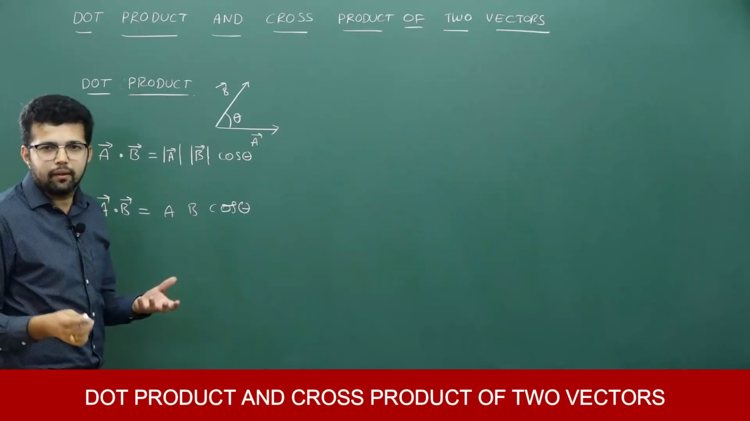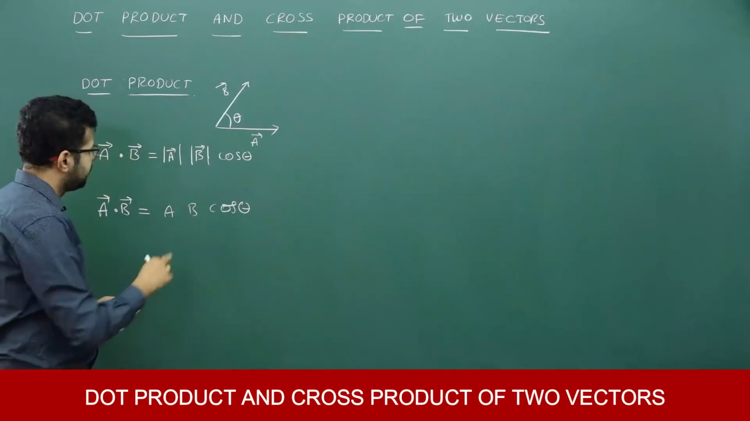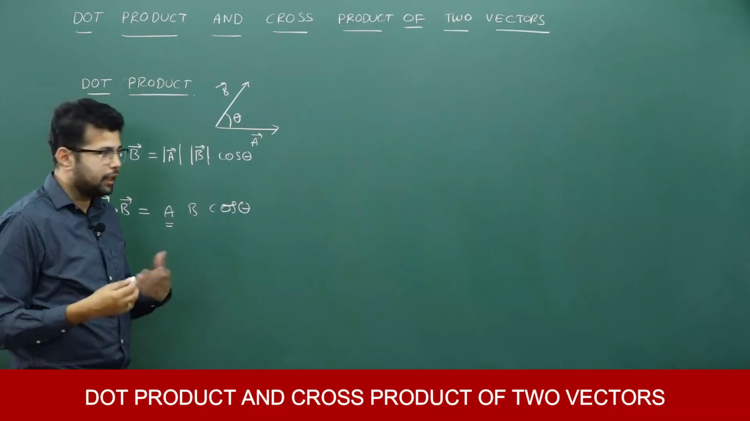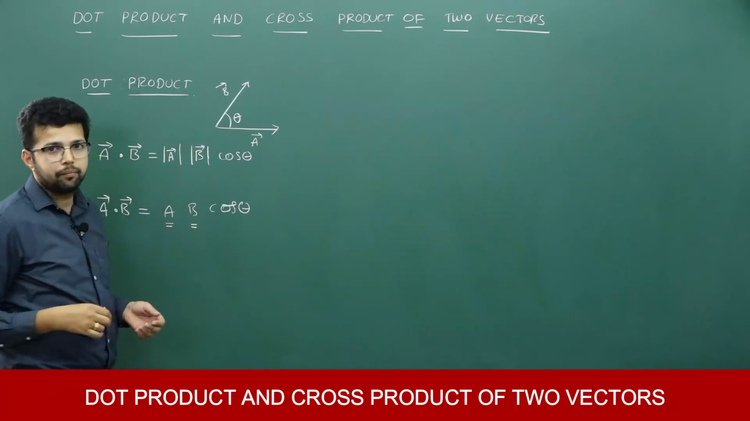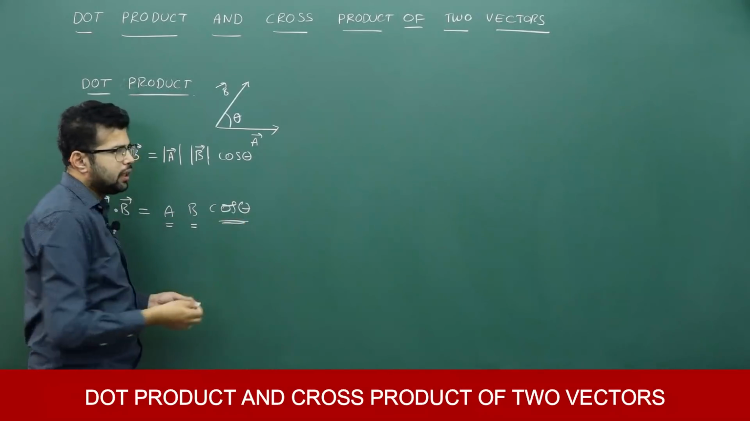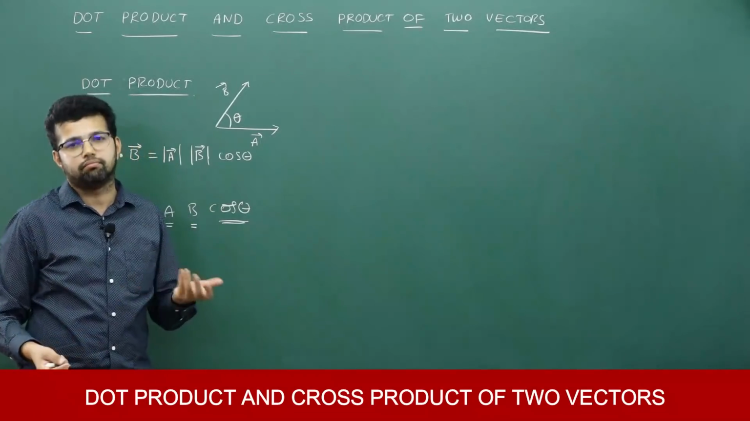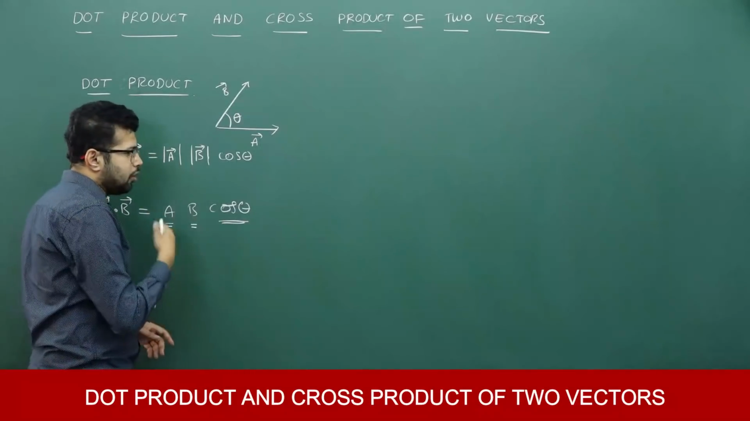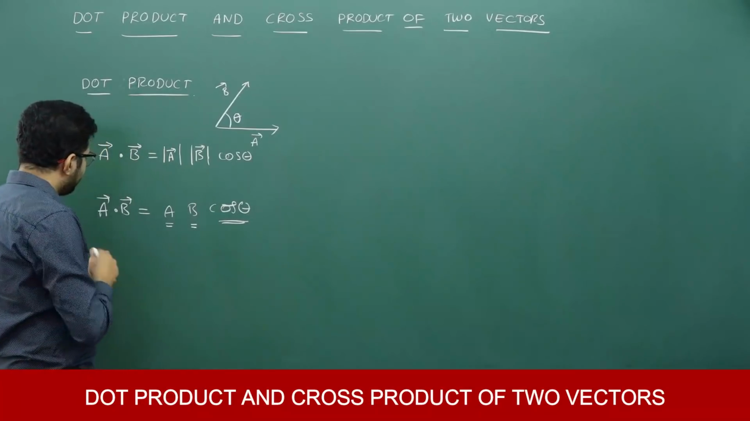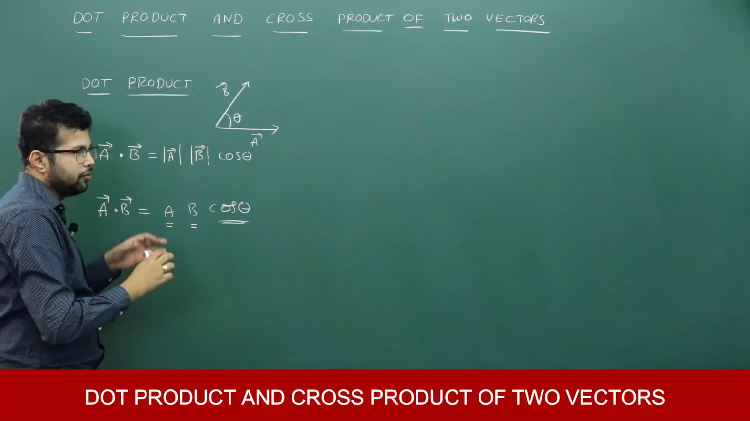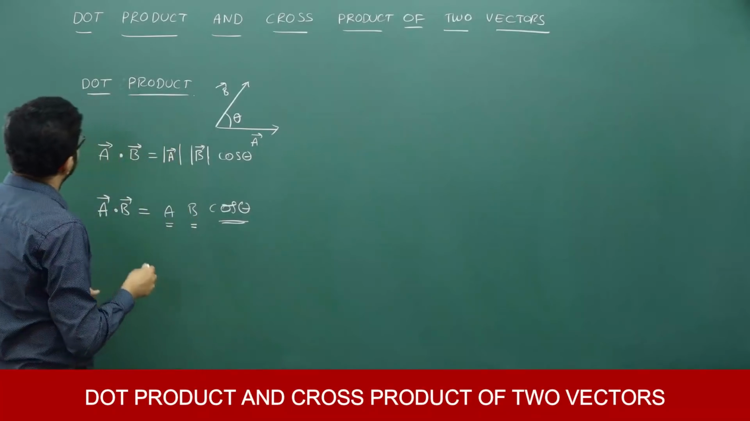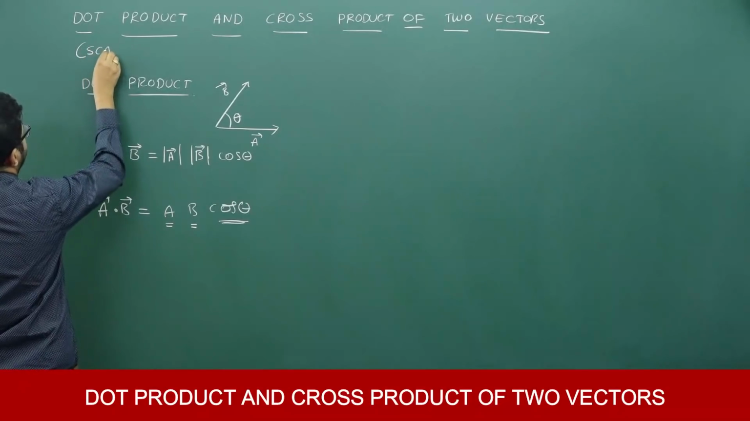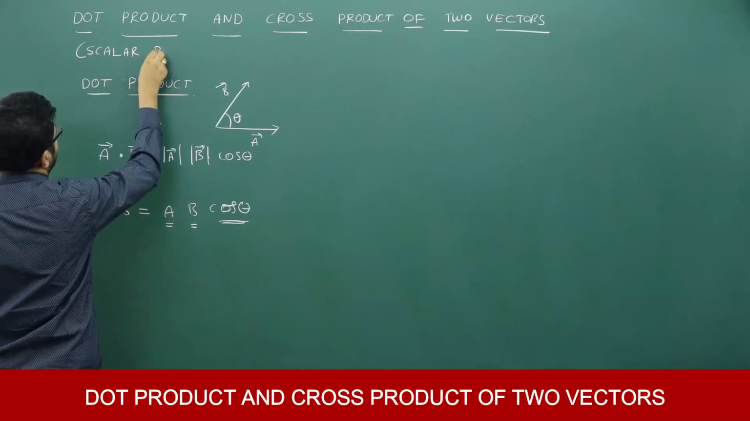A without the vector symbol represents the magnitude of vector A, and B is the magnitude of vector B. So, A is a scalar, B is also a scalar, and cos theta is a number. We have seen cos 0 is 1, cos 90 is 0, so we get numbers. A, B, cos theta all are scalars. So, if you perform A dot B, we get a scalar as the answer. That is why we call the dot product a scalar product.